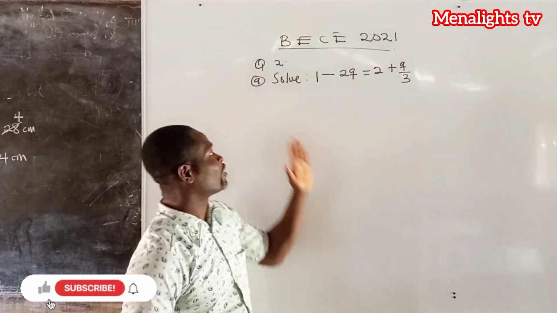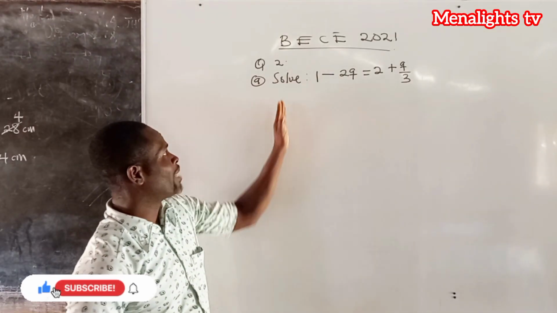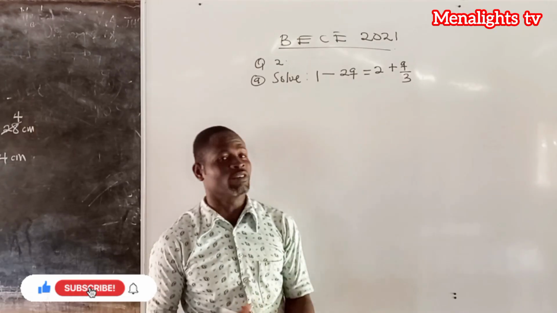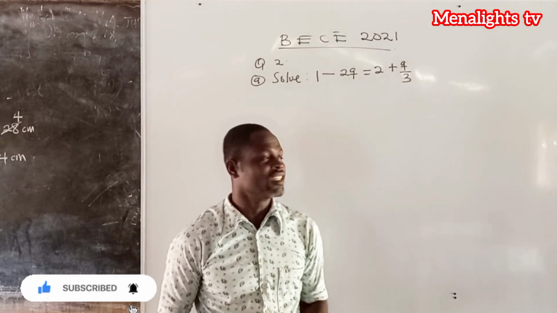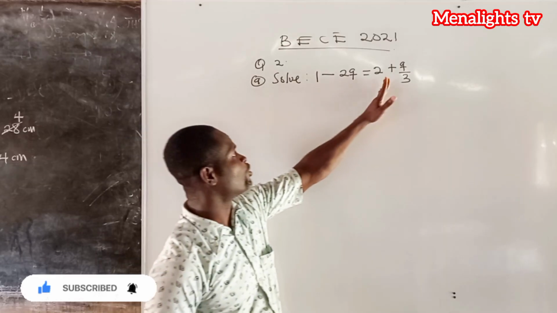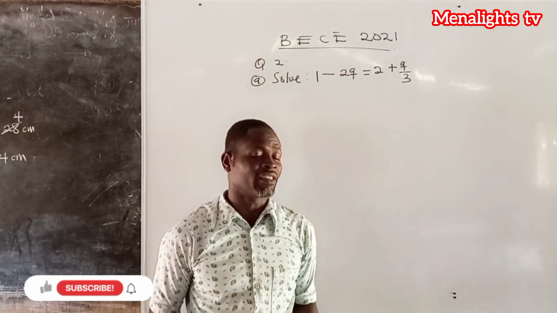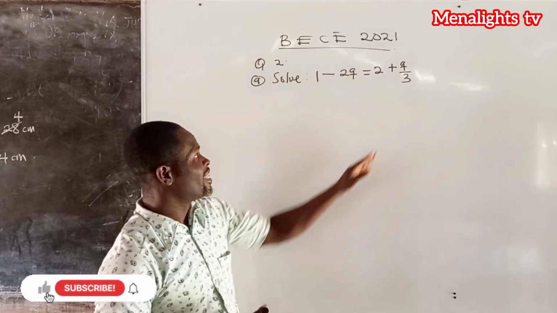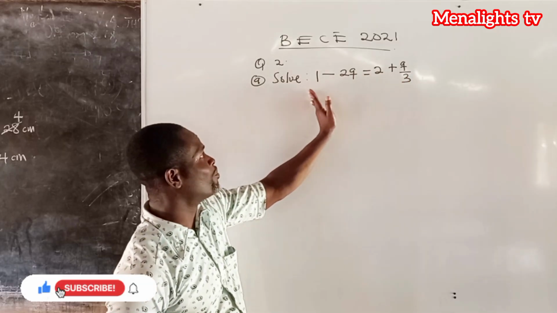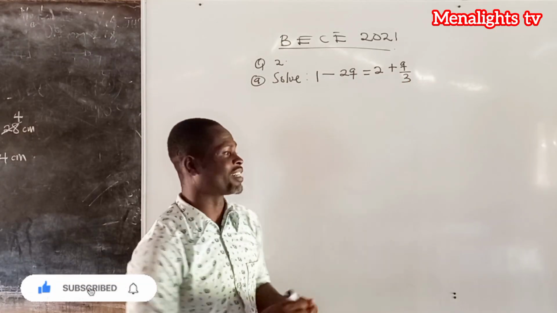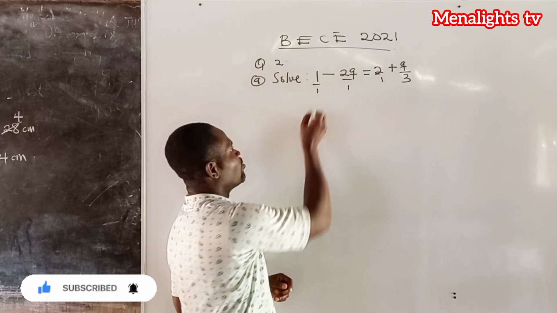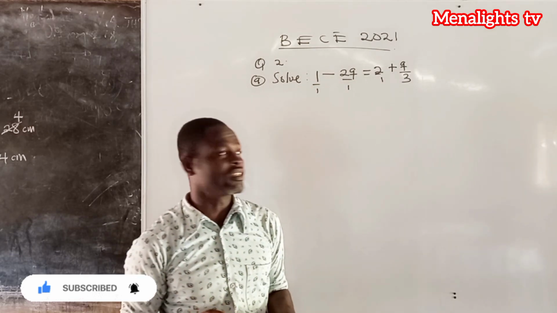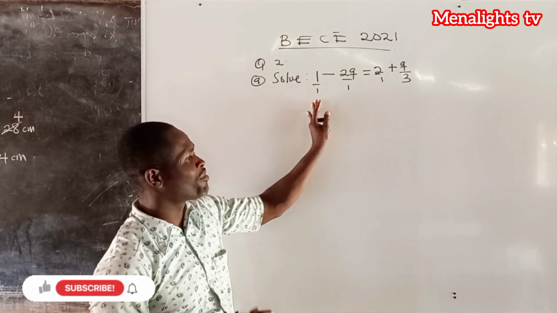Let's look at question number 2a. So we have to solve 1 minus 2q, which is equal to (2 plus q) over 3. The first thing you have to do is that this is a fraction, so we have to make the rest of them a fraction. So divided by 1, this also over 1, this also over 1, then it becomes the fraction.